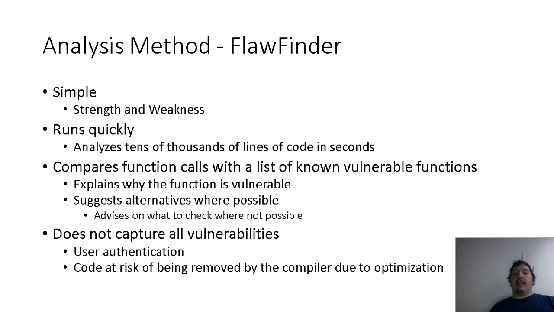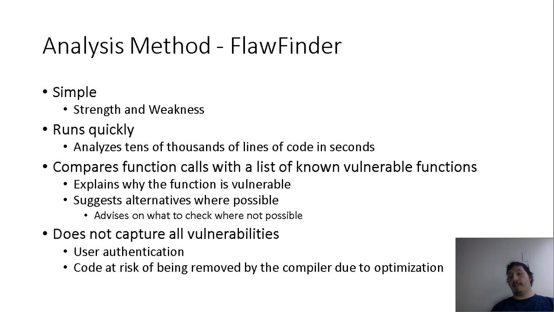What it does is it takes all the function calls within the code and compares them to a list of known functions that have been problematic in the past. It tries to explain why that function is vulnerable, and where possible, it suggests alternatives. If it can't suggest an alternative solution to your code, it tells you what you need to check in order for it to not be as vulnerable.